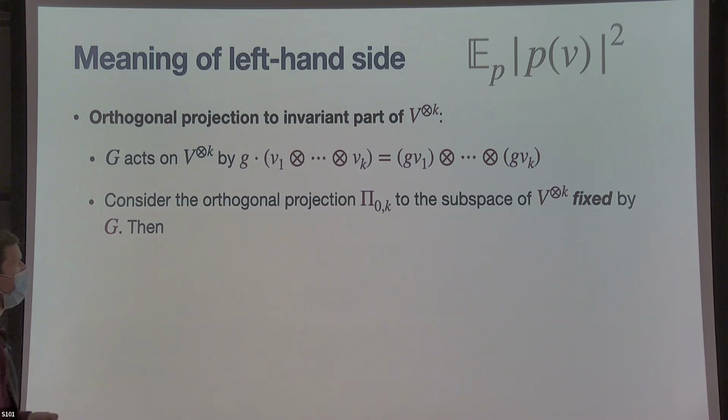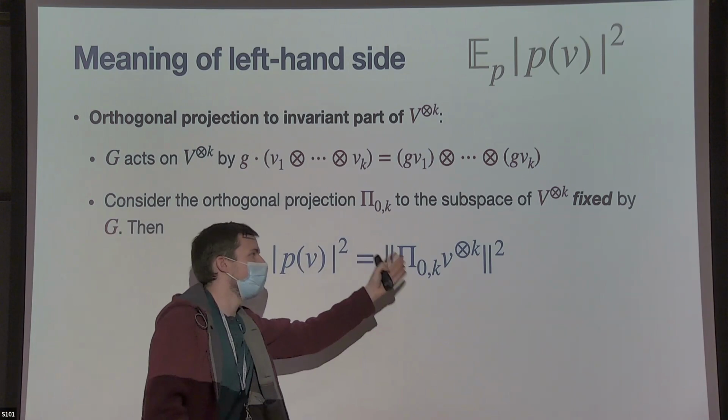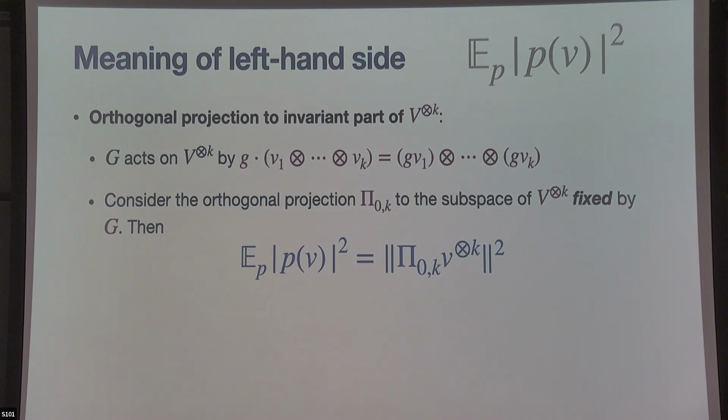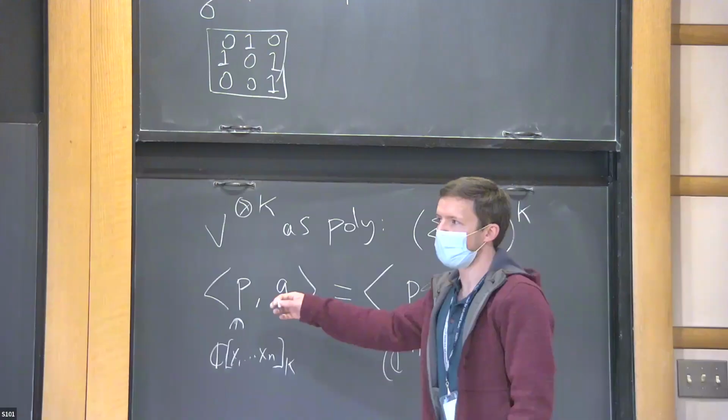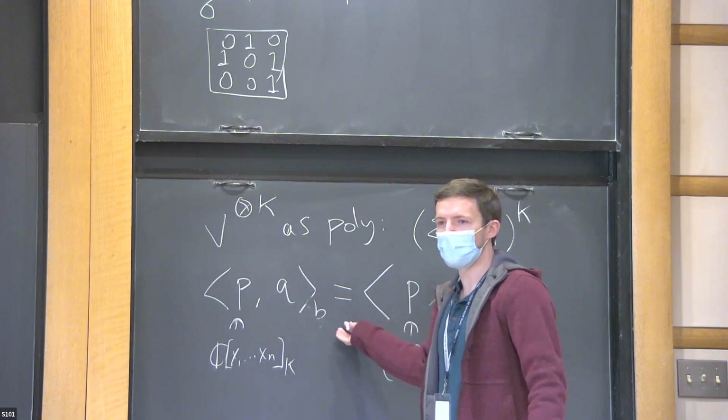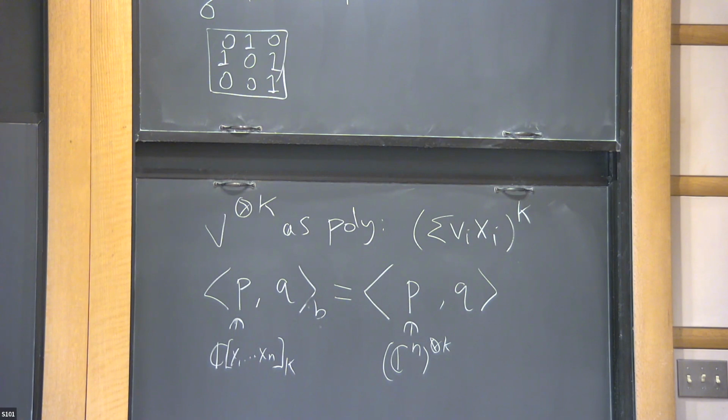And then it turns out that this quantity is the same as the orthogonal projection of V tensor K to that subspace of things that is fixed. And this all just follows from thinking of either the invariants as polynomials or as tensors, and the fact that those are the same thing.